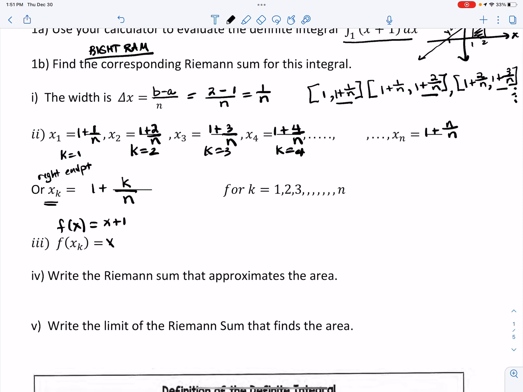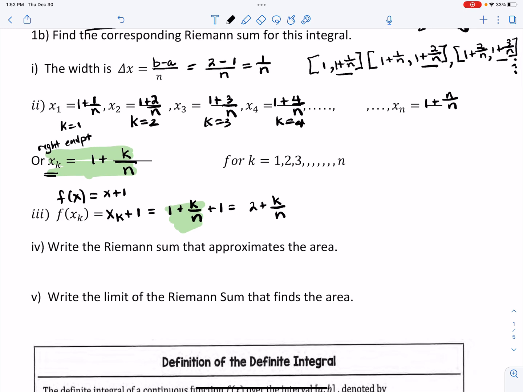All right, so if f of x, which is the integrand, is x plus 1, f of x sub k would be x sub k plus 1. But x sub k, as we have up here, is just 1 plus k over n. Now, this is our x sub k, so I will highlight this in green. And add another one, so that would be 2 plus k over n. So the height of the rectangle in the kth subinterval would be 2 plus k over n.